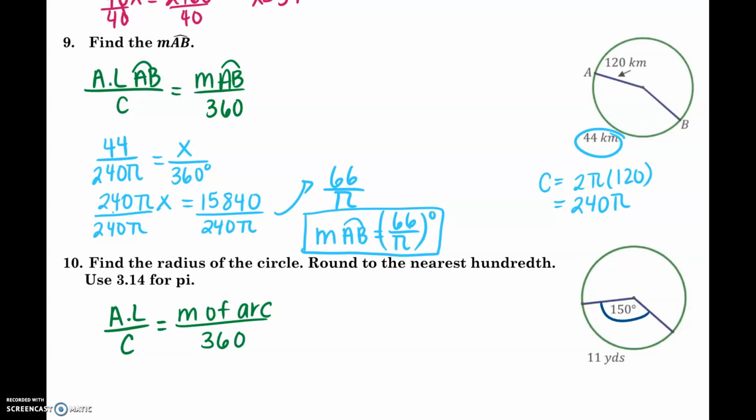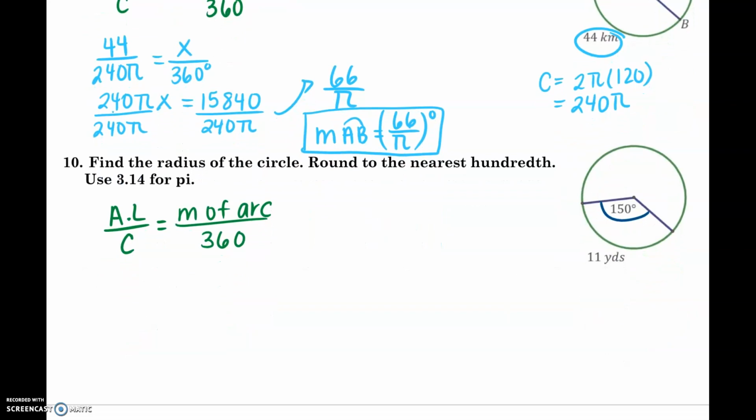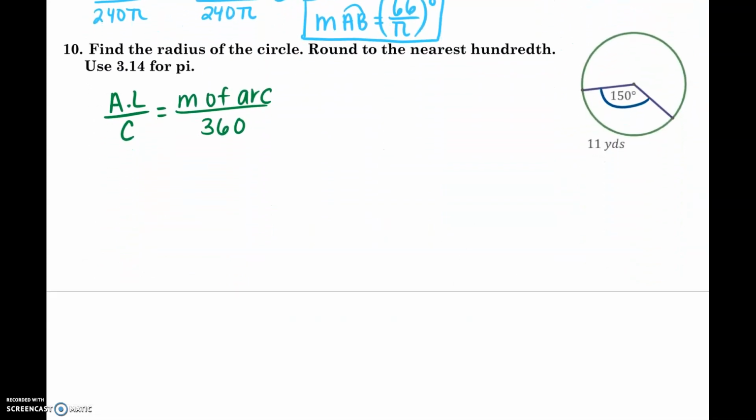That looks better. All right, lastly, we are going to find the radius of the circle. We're going to round to the nearest hundredth. So here we do not need an exact radius measure. We're just going to round to the nearest hundredth. So in this case, we're going to have to solve for the circumference first and then find our radius from there. So they tell us that our arc length is 11 yards. We're going to use x for the circumference for now because that's what we have to solve for.